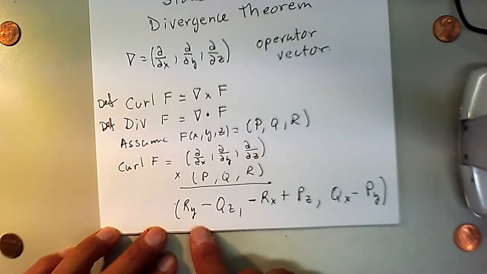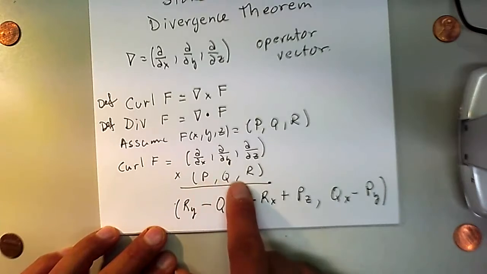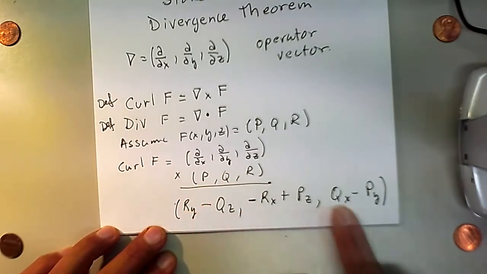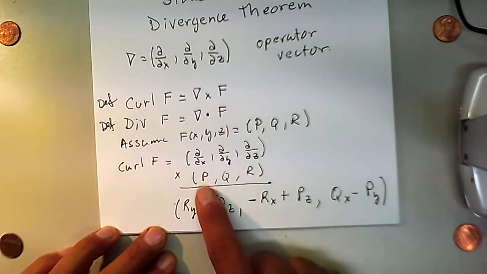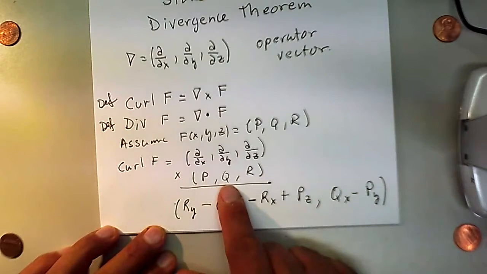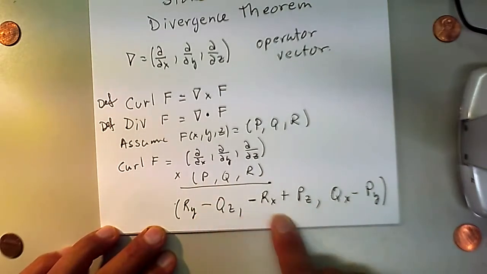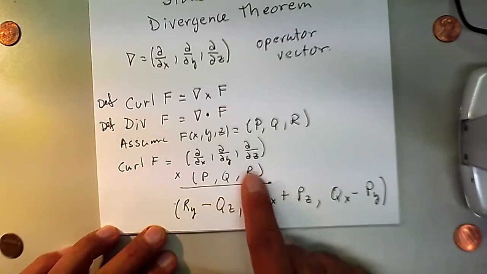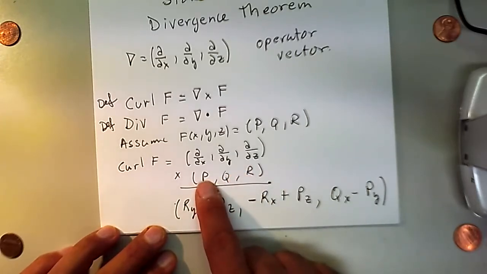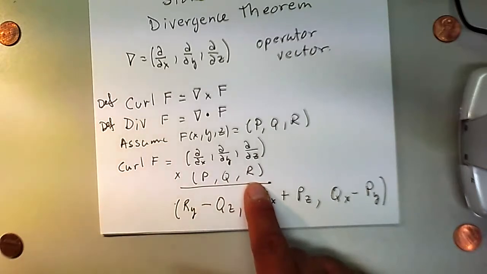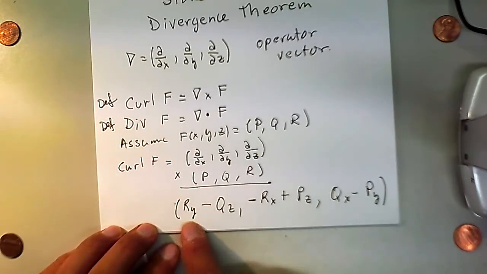There are a couple things I want to point out about the curl. When you have components P, Q, and R, we never have across this expression the derivative of P with respect to X. If you pay close attention, there's no P sub X. There is no Q sub Y. Nope. And there is no R sub Z. There is no derivative of R with respect to Z. So no derivative of P with respect to X, no derivative of Q with respect to Y, no derivative of R with respect to Z shows up anywhere in the curl.